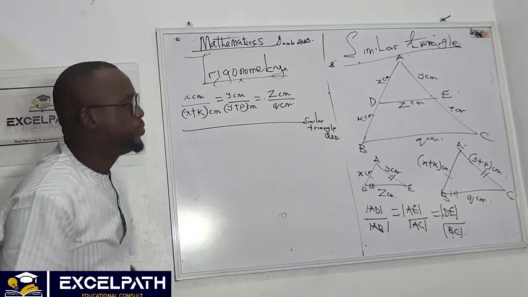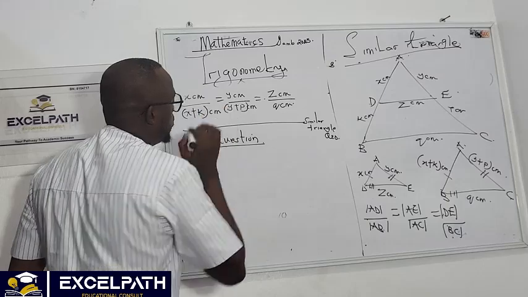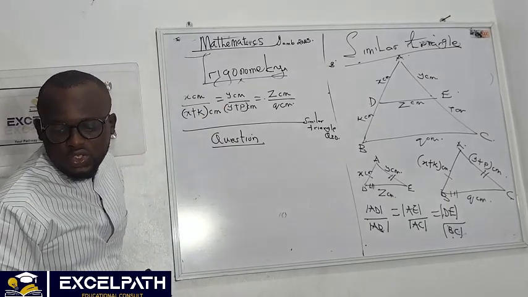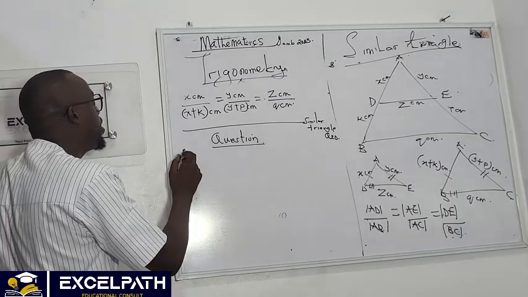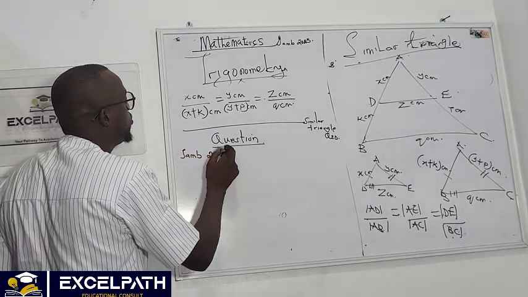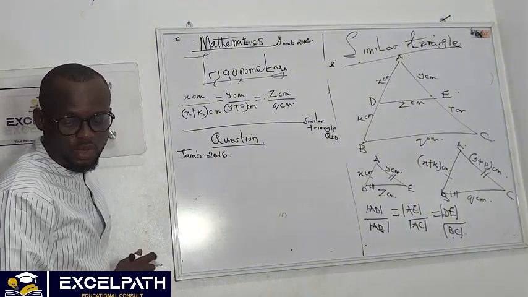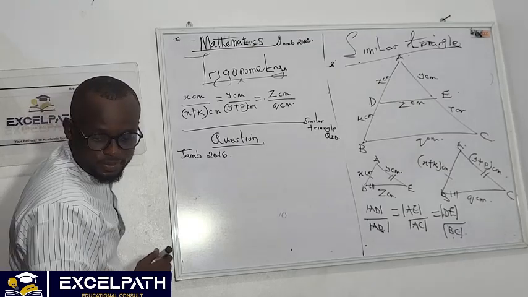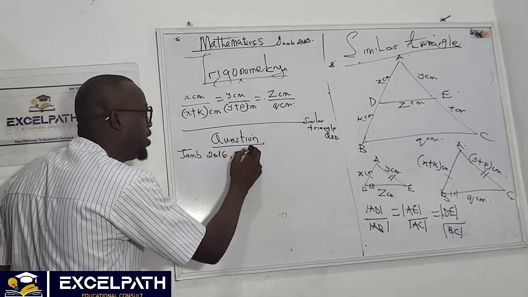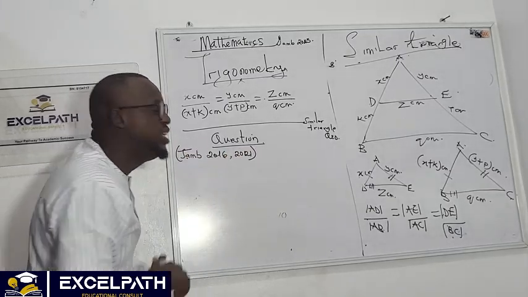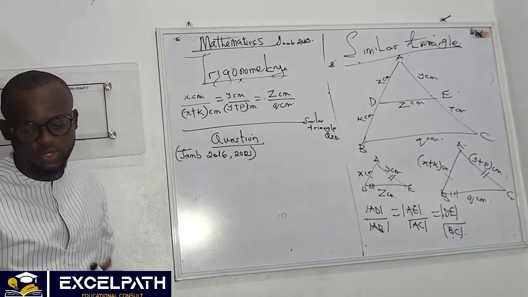There's a question. Let's go. It is JAMB 2016. This is a recent question, 8 years ago. JAMB 2016. And they also set this question in JAMB 2021. Meaning JAMB don't have questions. What they do is that they repeat questions.